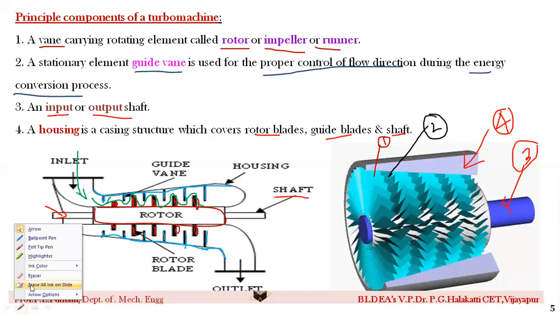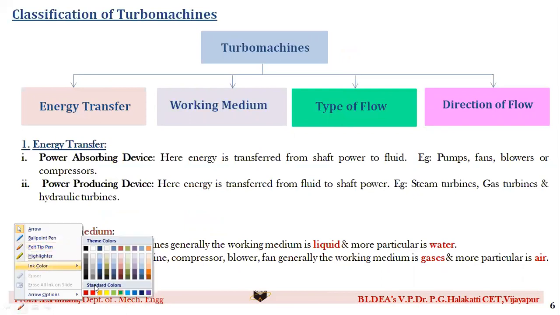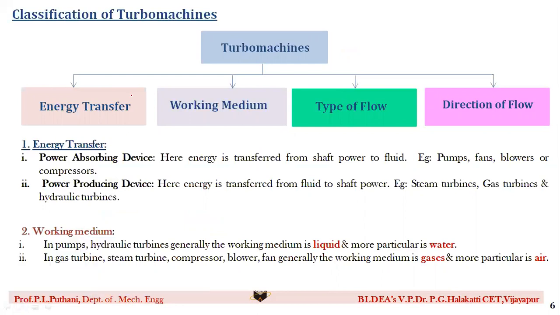Now, the classification of turbo machines. Any turbo machine you take is classified based upon these four factors. The first factor is regarding energy transfer. The second factor is regarding the working medium. The third factor is regarding the type of flow, and the fourth is the direction of flow. So any turbo machine you take for study purposes is classified based on these four factors.